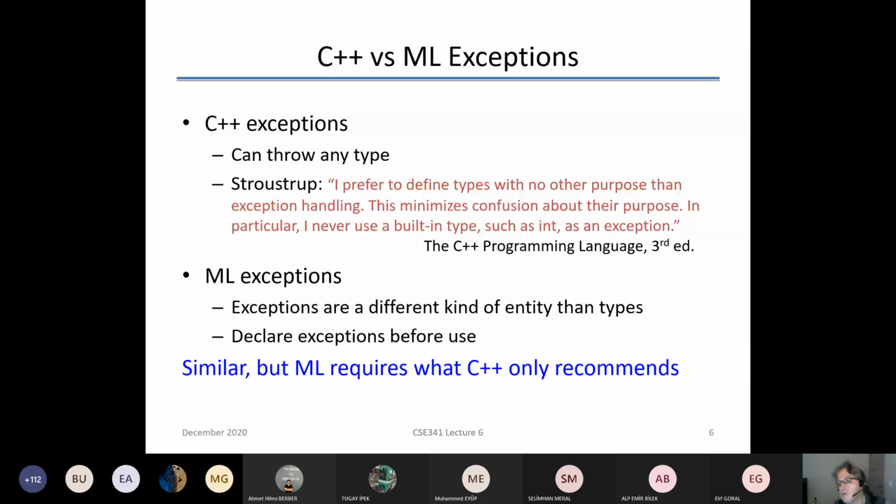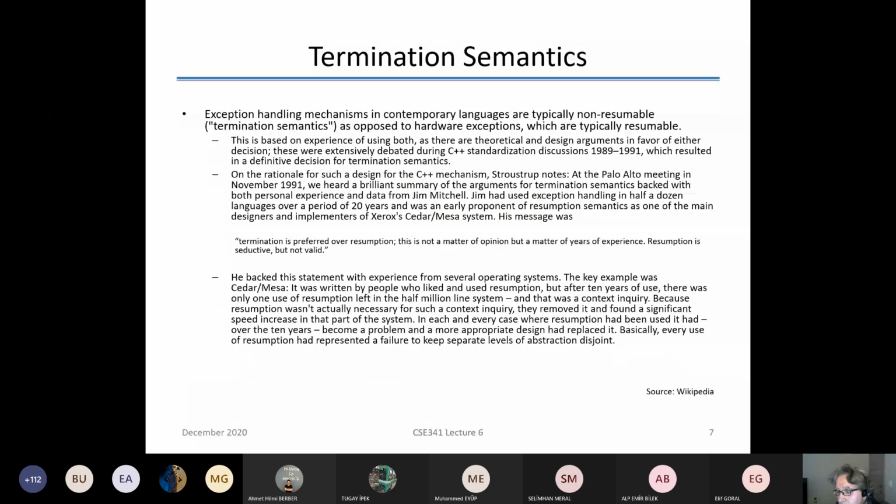Now, this is termination semantics. The question is, what do you do at the handling site, and what do you do after handling? Do you continue, or do you terminate the flow of control, meaning the execution actually stops there? This is from Wikipedia. You can read it through, but the basic thing is that exception handling mechanisms in contemporary languages are typically non-resumable. This is called termination semantics.